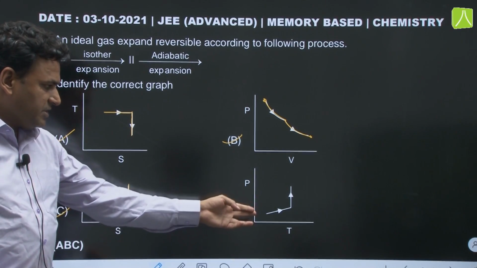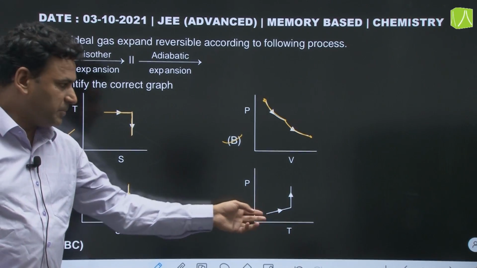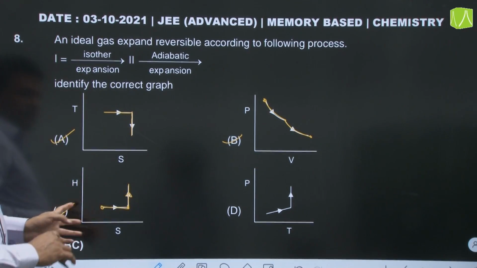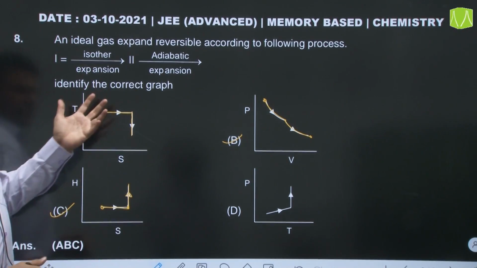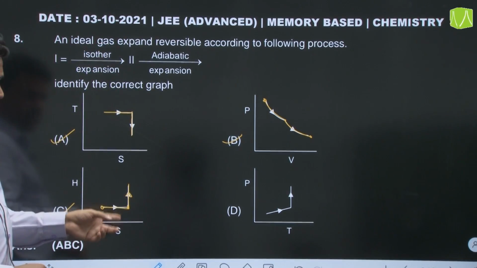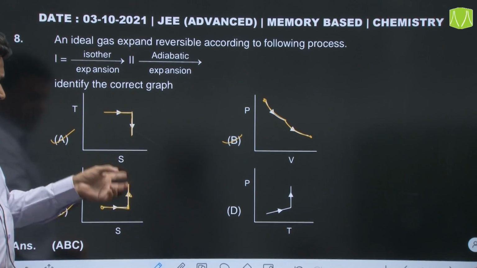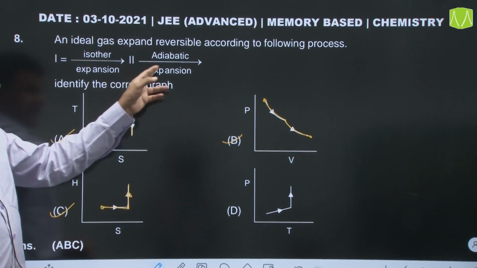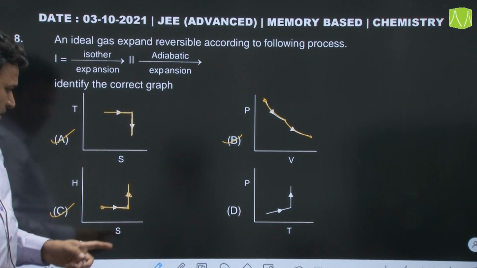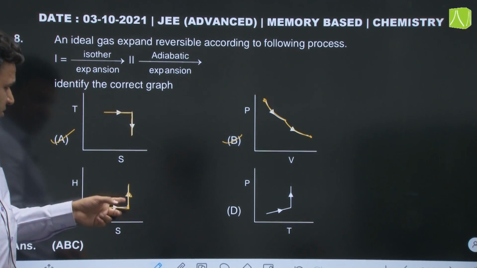In this option we can easily see that for isothermal, the temperature is increasing, so it cannot be an isothermal process. So A, B, C graphs are going to be the correct graphs. One more thing we can focus on is that entropy should remain constant. So this is constant entropy. And in adiabatic expansion, expansion means temperature should decrease. So that way enthalpy should be decreasing.